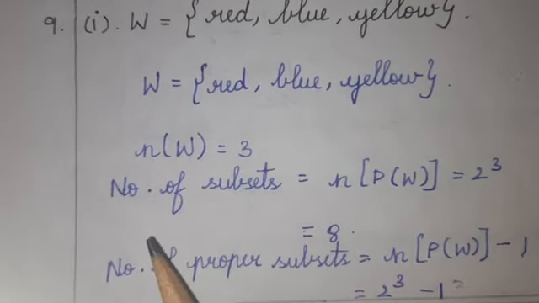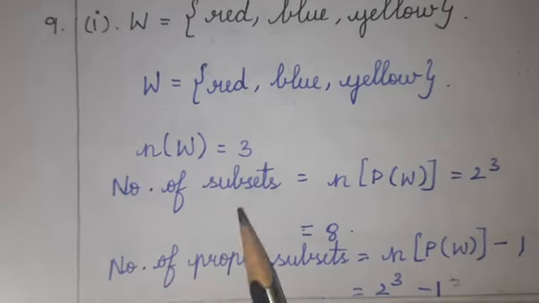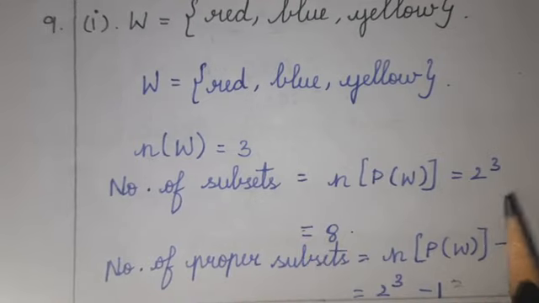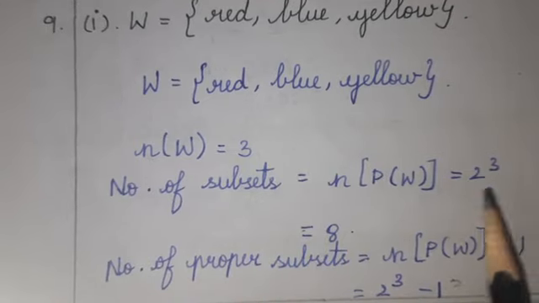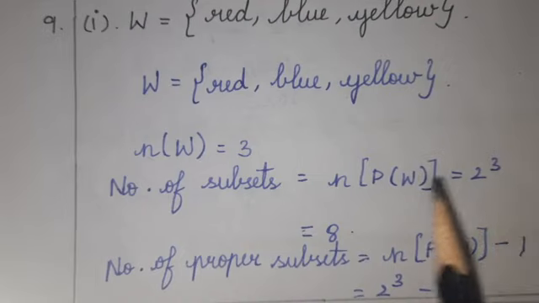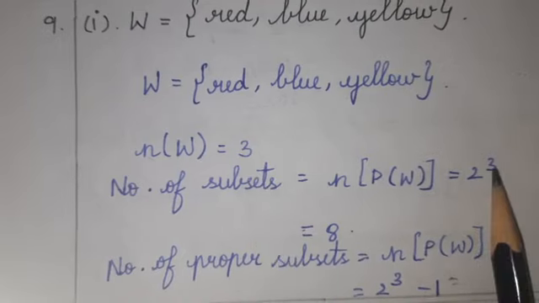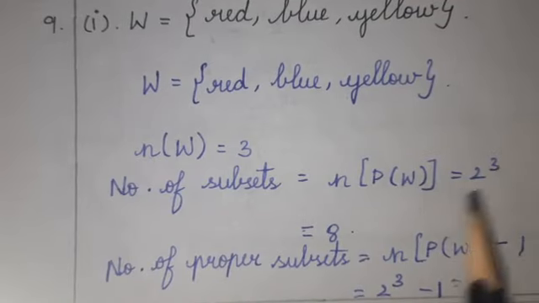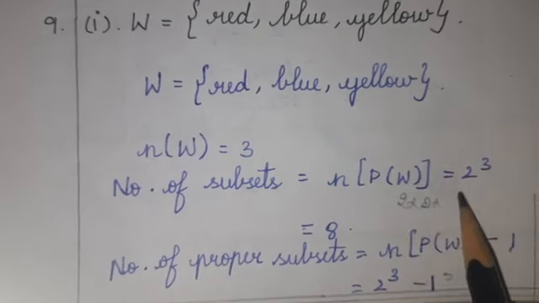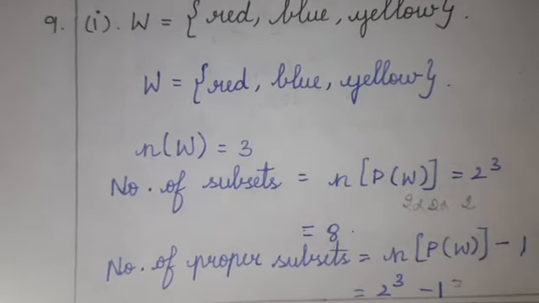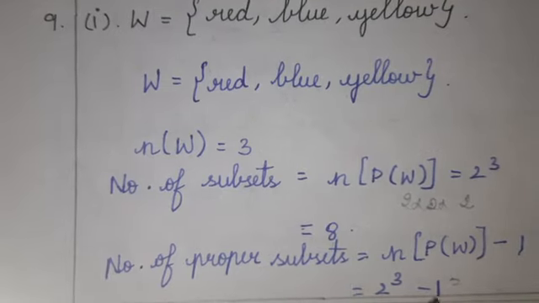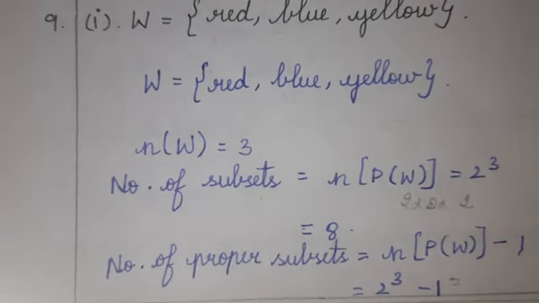Our question is to find the number of subsets and the number of proper subsets. For that we have the formula: number of subsets is equal to 2 power m, where m is the number of elements, that is 3. So I have written 3. 2 power 3. 2 power 3 is 2 into 2 into 2, that is 8. Next, the number of proper subsets. Number of proper subsets, you always reduce 1 from the subsets. That answer is 7.